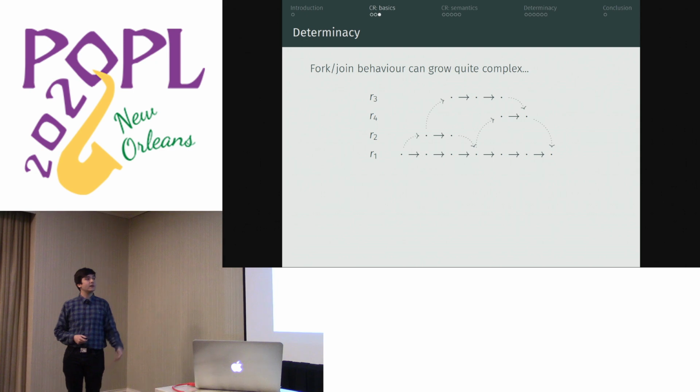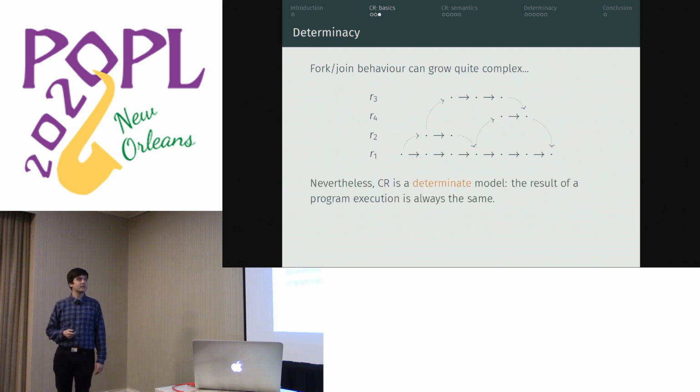Now, these revision diagrams, this fork-join behavior, can grow quite complex. So this is a valid diagram. R2 forks R3, sees its identifier, and you can think of it as flowing along this line. And then later, R4 can join R3. But despite this complexity, CR is a determinate model, so the result of a program execution, of course assuming some conditions like you don't allocate random numbers, is always the same.